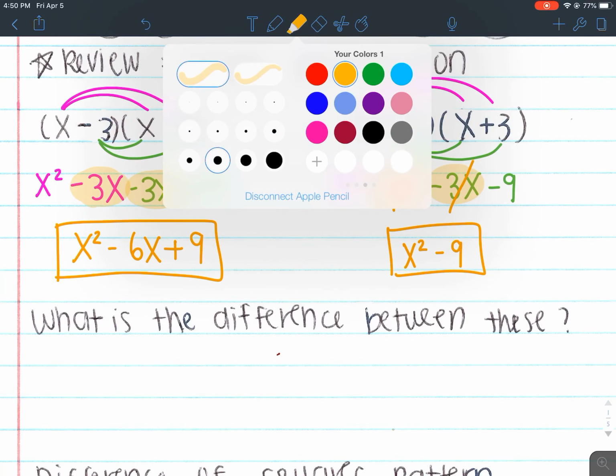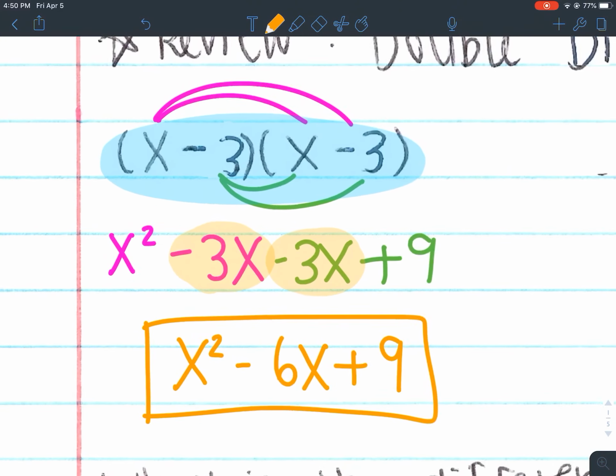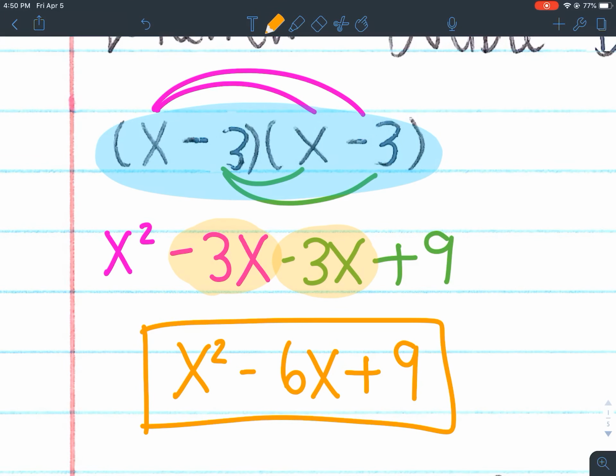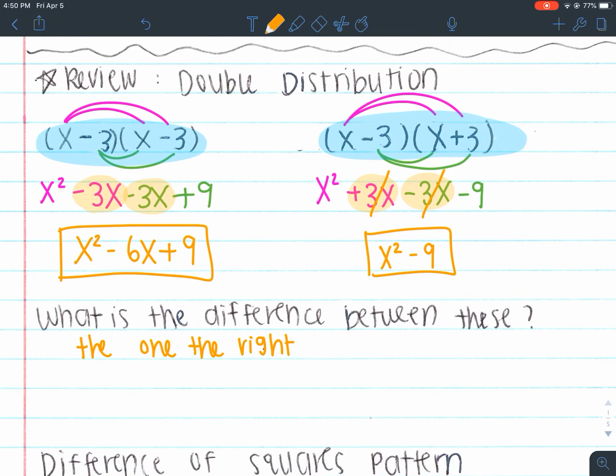And I want you to look at the part where we started, just the two binomials. So here in the blue and here in the blue. What is the only difference that we see here? Okay, the difference is in the one on the right. What's different about that one? That one has different signs, right? The first one over here on the left has the same sign. There's a negative and a negative in between. Over here, I have a negative and a positive, okay? So that was different. The one on the right has opposite signs.